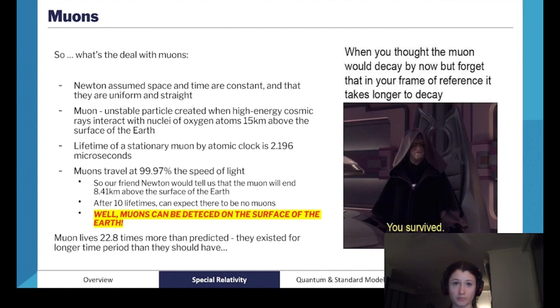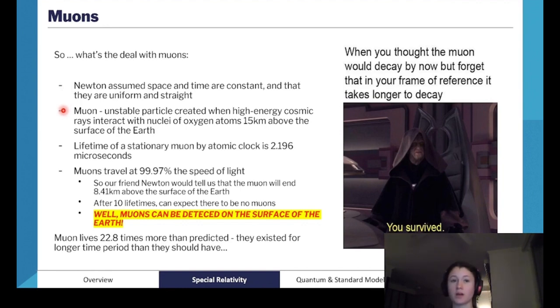Newtonian physics assumed that space and time are constant, that they're uniform and straight. This is a pretty commonsensical assumption to make, right? Space and time are constant. So, this is what Newtonian physics is: space and time are constant, uniform, and straight. Let's get on to what's happening with the muons.